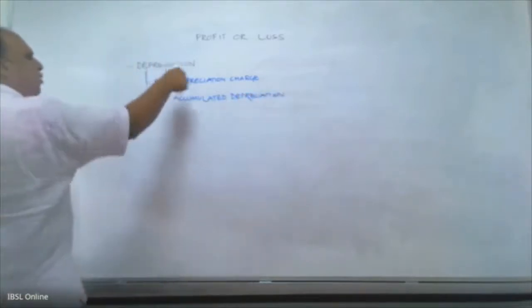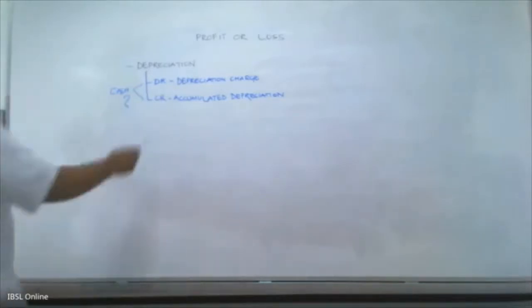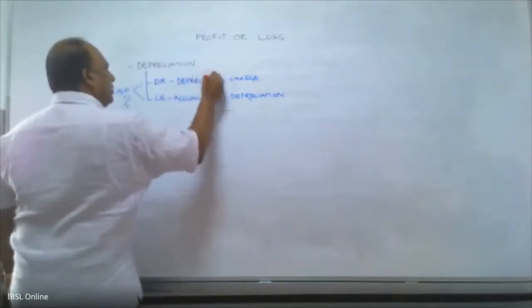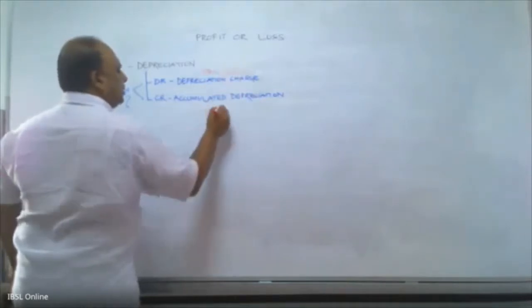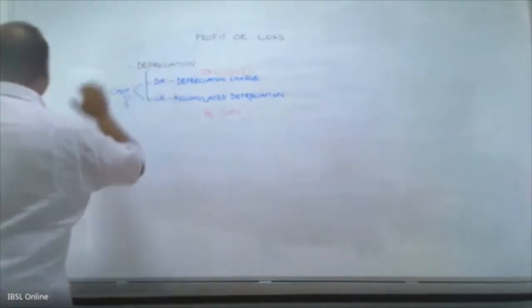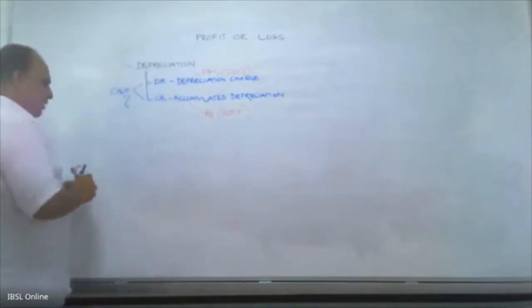So, what is the involvement of cash here? Do we get cash? No. There is no involvement of cash when you book your depreciation. Right? This is your P&L, and this is your balance sheet. Or this is your statement of comprehensive income, and this is your statement of financial position. So, when you book depreciation for your fixed assets, there is no involvement of cash in this.